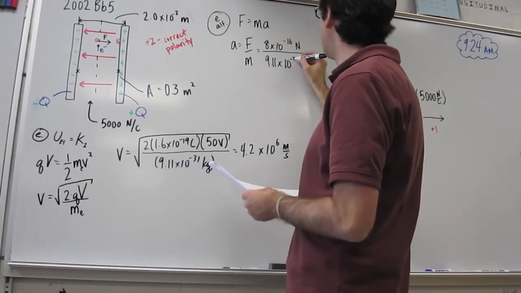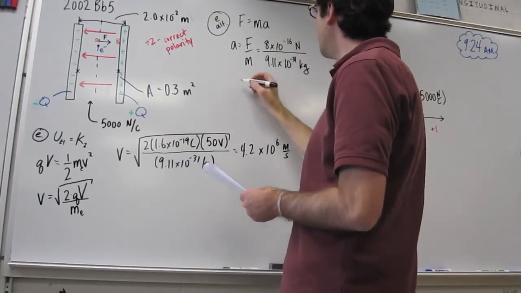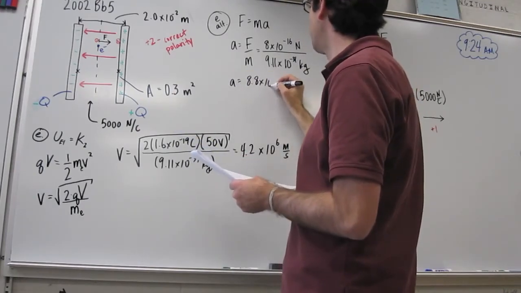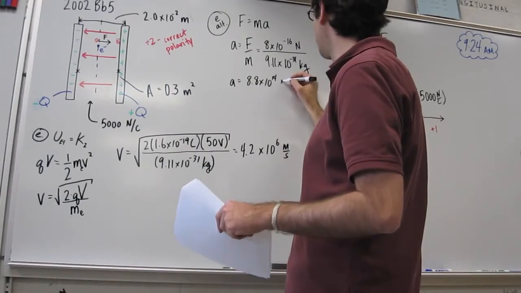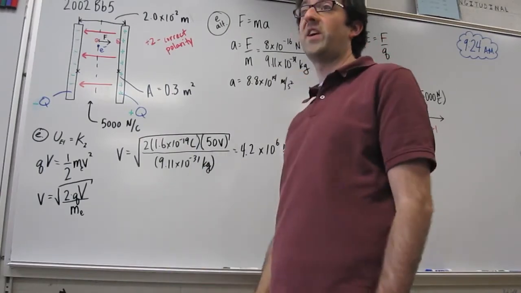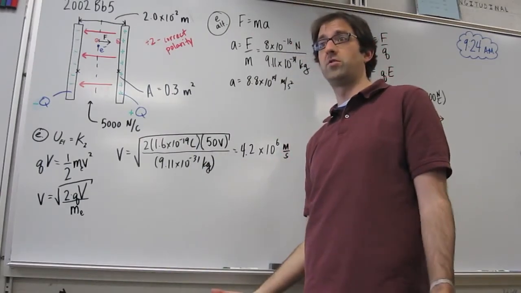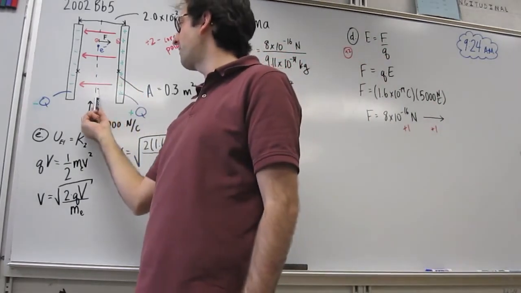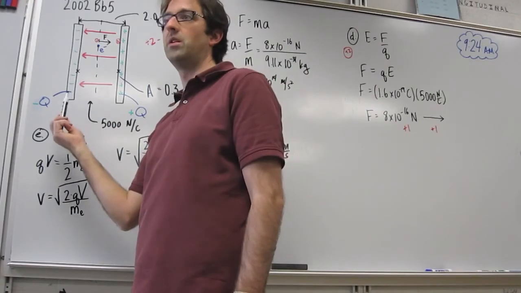Times 10 to the negative 31st kilograms. Boom. We're going to get an acceleration of 8.8 times 10 to the 14th meters per second squared. That is an insanely fast acceleration, correct? Do you guys agree? Yep. Now, think about this, that acceleration only happens over the course of 1 centimeter.